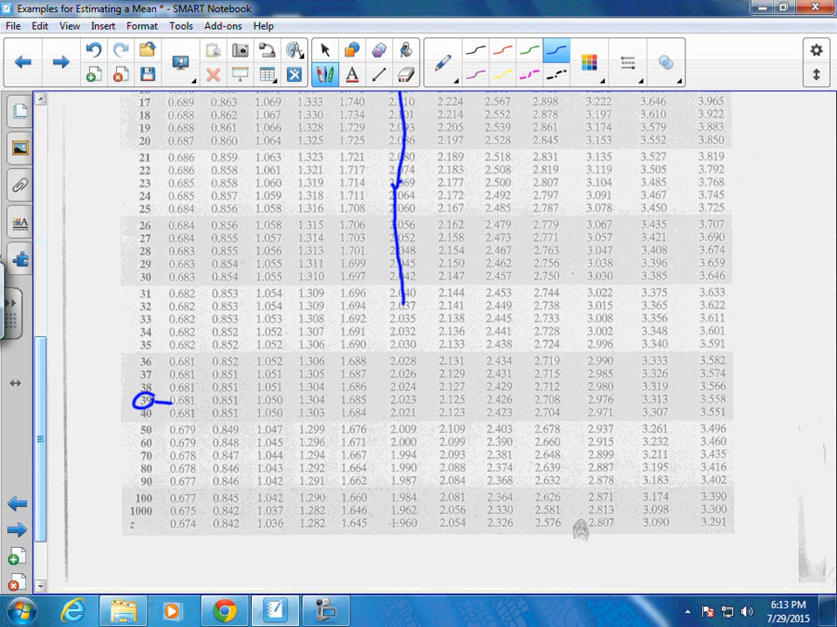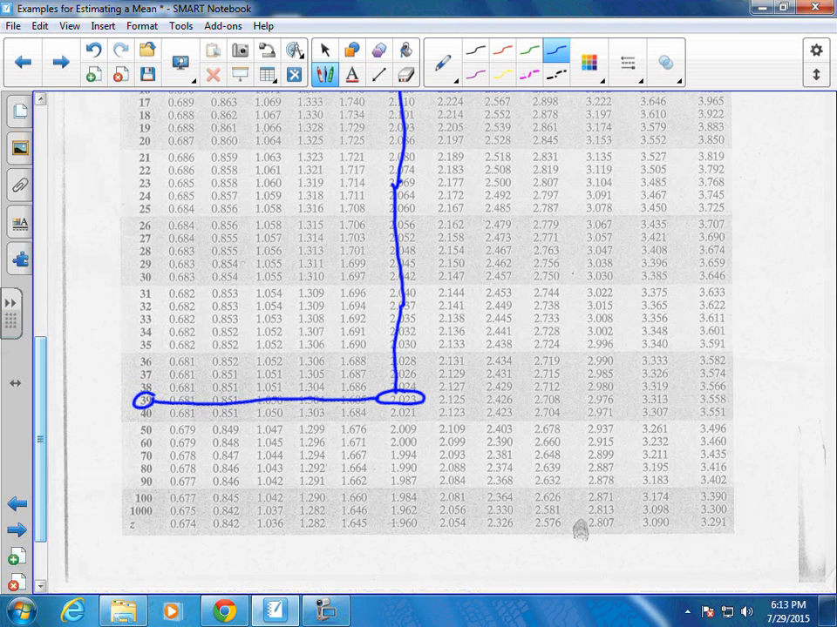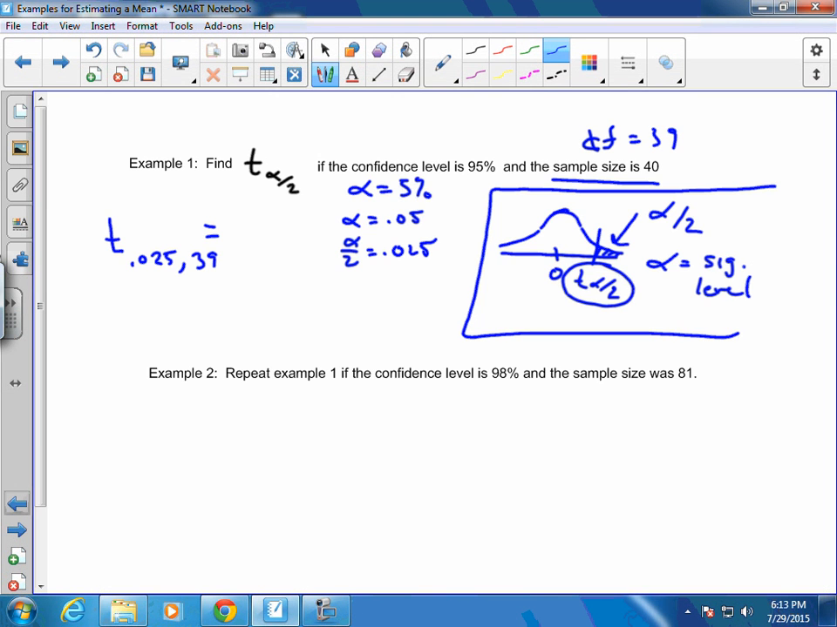Here's 39 degrees of freedom over this one, and they meet right here at 2.023. So that's my critical t-value. 2.023 is the value that separates the top 2.5% on the right from the bottom 97.5%. Right, and that's a little bit different.